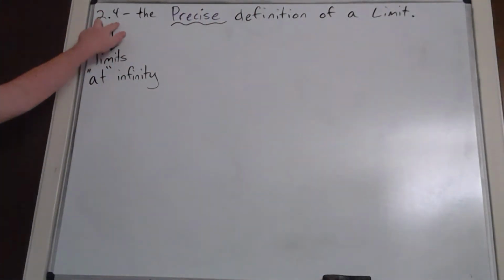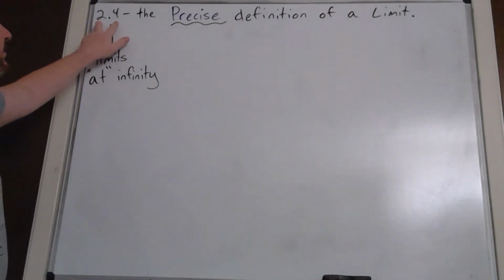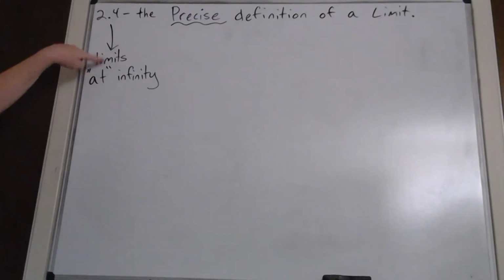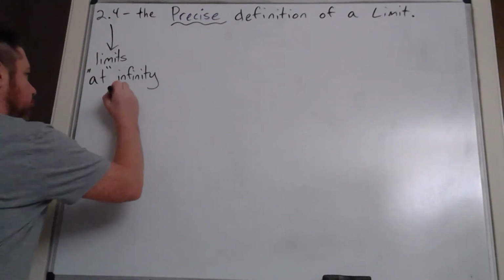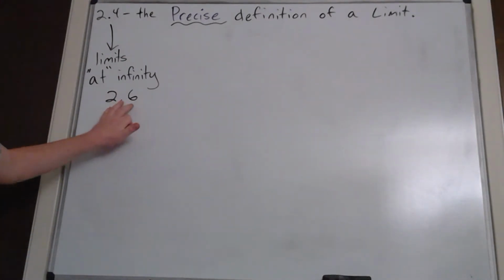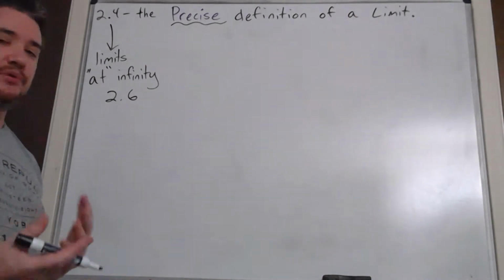Alrighty, guys. Decided to do one more video. I can tie it into section 2.4. However, it's sort of concerning limits at infinity, which is really going to be section 2.6 after we do some continuity. So kind of a preview, but it kind of piggybacks on that whole delta epsilon thing that we just visualized.